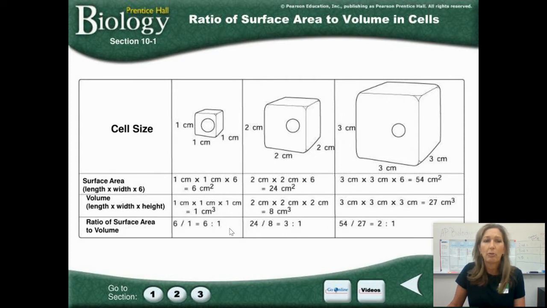Again, I'm using volume as my denominator here so I can make sure that I am truly looking at how much surface area there is per inner cytosol and cytoplasm. Here I go by a 3 by 3 by 3, and now my surface area to volume ratio is a 2:1. So you're seeing that we are losing surface area compared to volume as we increase in size.